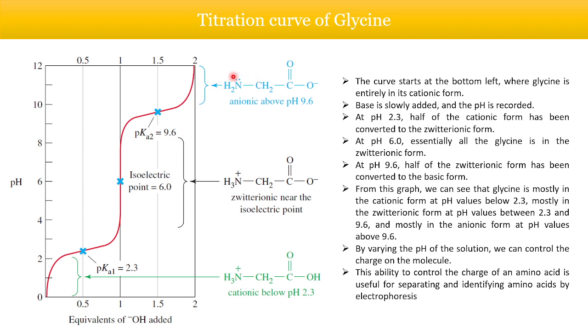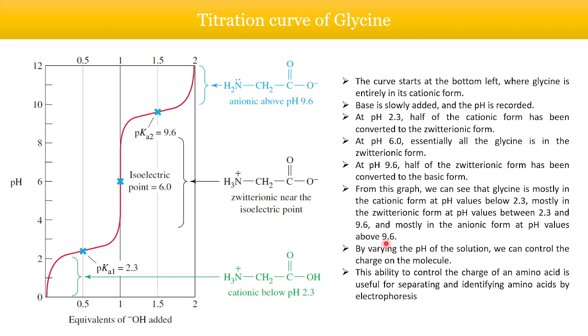So first the charge is gained by the amino group, then it is lost from the side chain carboxyl group, and lastly the H plus ion is lost from the amino group. This pattern is what we have to remember. Now we can see that glycine is mostly in the cationic form at pH below 2.3, in the zwitterionic form between 2.3 and 9.6, and in the anionic form above 9.6.